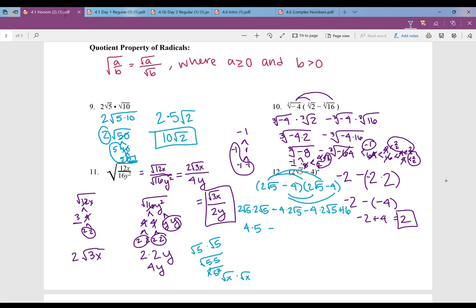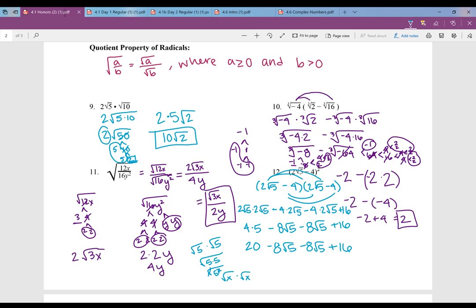Okay, and then we have 4 times 2 is 8 root 5. Again, 4 times 2, 8 root 5, plus 16. Now 4 times 5 is 20. And then we have negative 8 root 5 minus 8 root 5 plus 16.